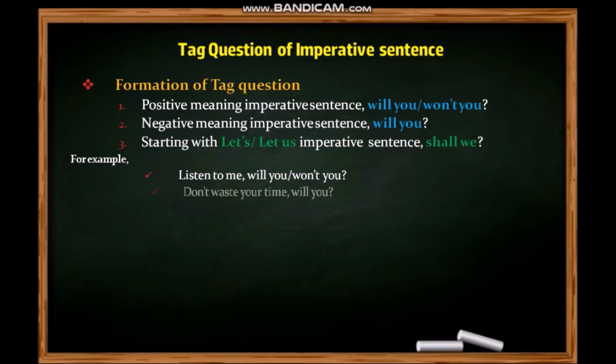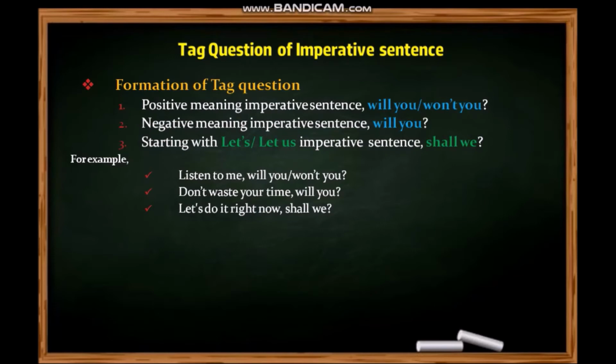The second one is don't waste your time, will you? Because this sentence is a negative meaning imperative. Next, let's do it right now, shall we? I have told you, whenever the sentence starts with let's or let us, we will use shall and the pronoun will be we. Because let's means let us, and the pronoun of us is we. That's why we are using shall we.